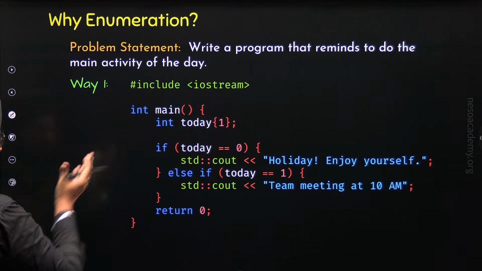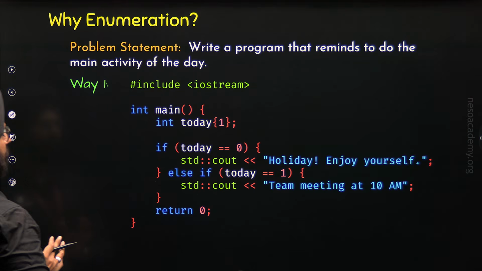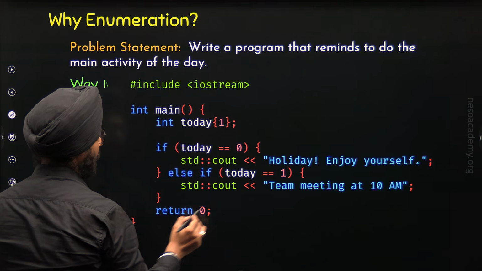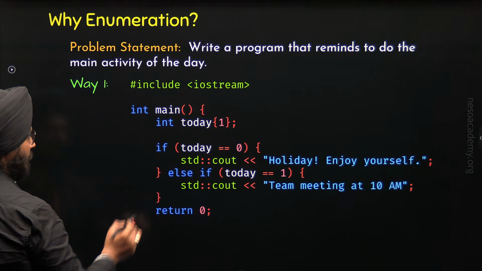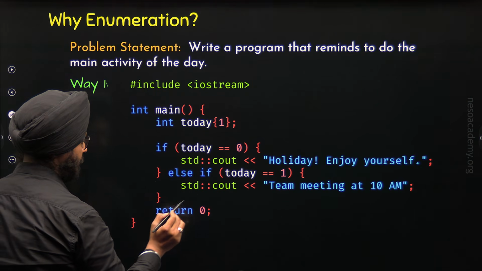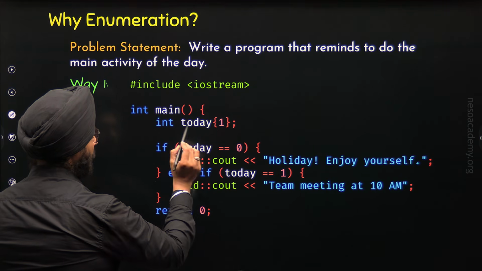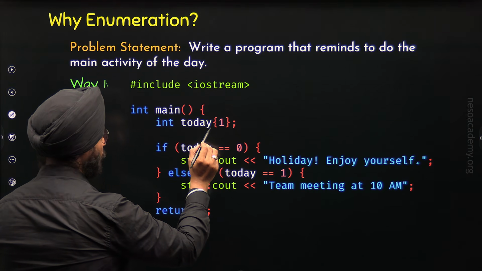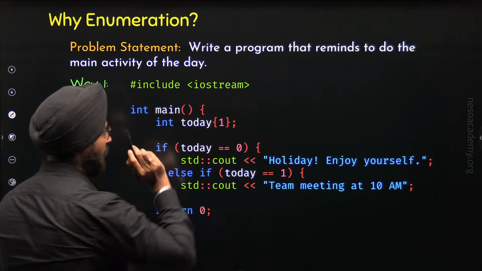This is way number 1. There are multiple ways to write the program for this problem statement. Here I have proposed way number 1. I have included the iostream header file because in the main function I am using cout. Here I have defined this main function and this main function has this statement return 0. The first statement is the definition of the variable today. To this variable I have assigned this integer value 1. I can do this because this variable is of type int, that is, it can hold an integer.